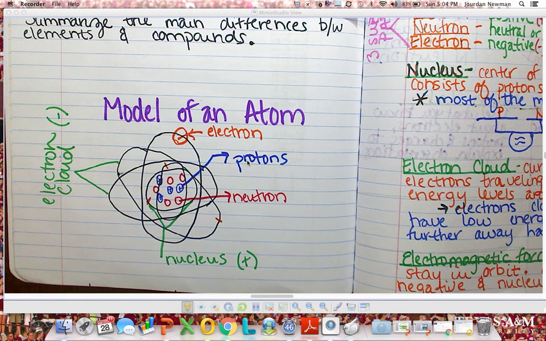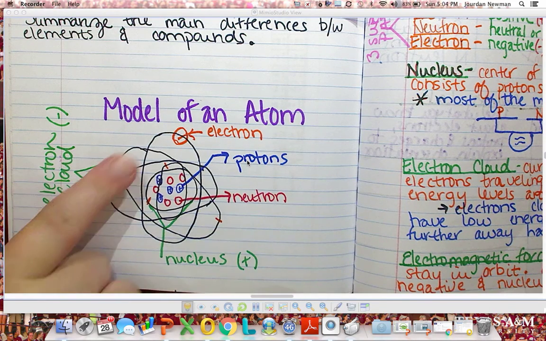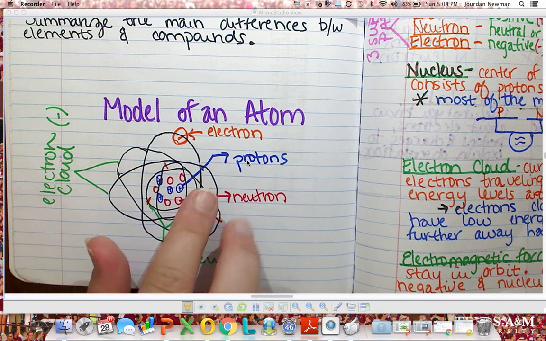Okay, we're going to start with a quick review over what you should already know about atomic structure. You do not need to draw this down because you should already have it. We're just going to do a quick review. Remember, our atom is made of 3 subatomic particles.